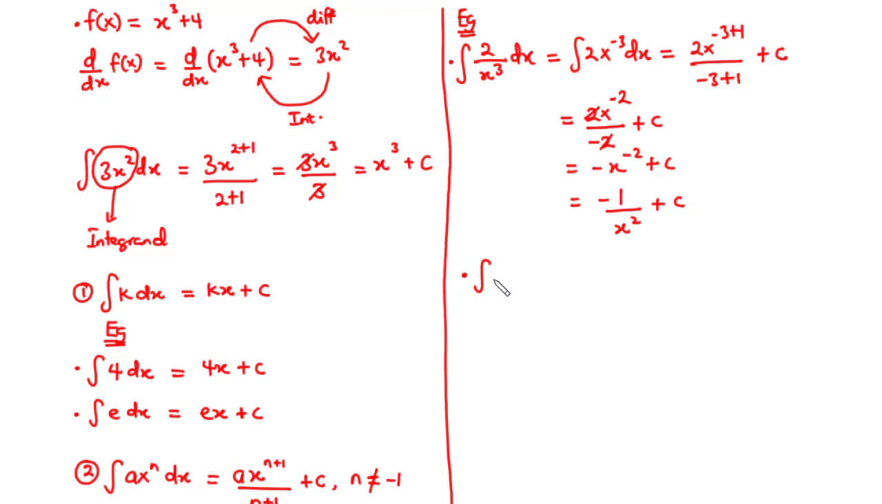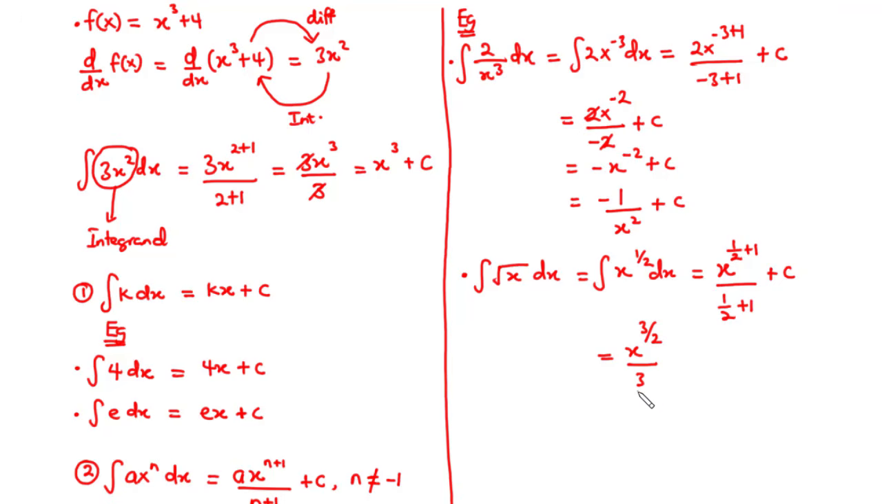Let's say we want to find the integral of the function square root of x with respect to x. So we can as well express this as x exponent 1 over 2 dx, and this will be equal to, we have x to the power 1 over 2 plus 1 divided by 1 over 2 plus 1 and then plus c. So we have x to the power 3 over 2 divided by 1 over 2 plus 1 also becomes 3 over 2 plus c.